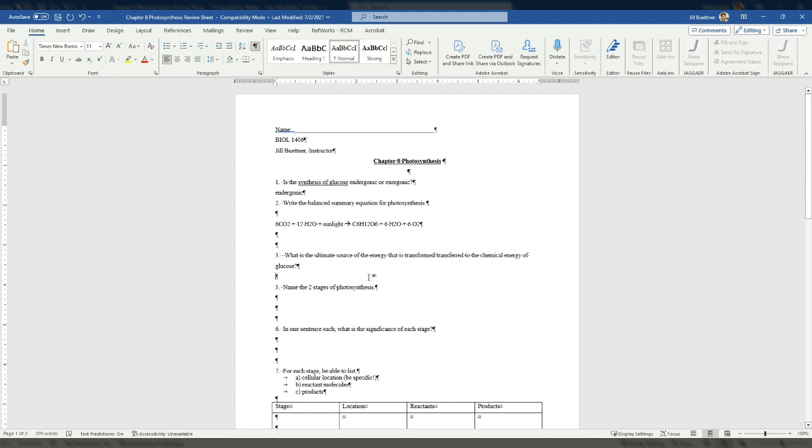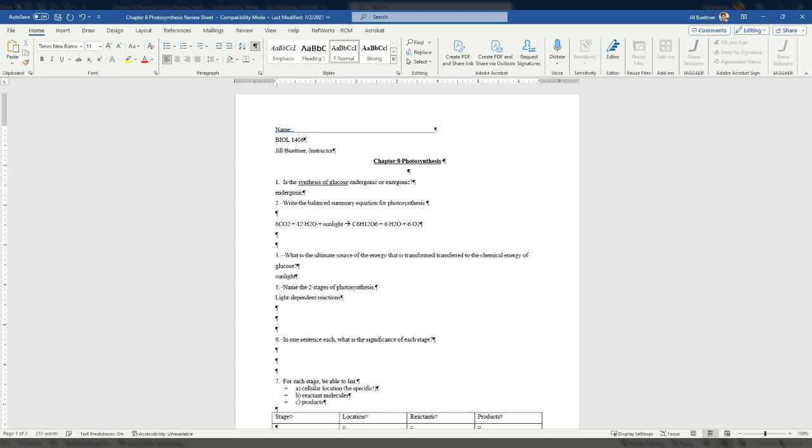Okay, what's the ultimate source of energy? This really kind of goes with question number 1. Of course, it's the sunlight. Name the 2 stages of photosynthesis. The first stage is called light dependent, or sometimes called the light reactions, light dependent reactions. And then the other stage, we usually call the Calvin cycle, but it can also be called light independent. Sometimes it's called the carbon fixation reactions. Sometimes it's called the dark reactions.